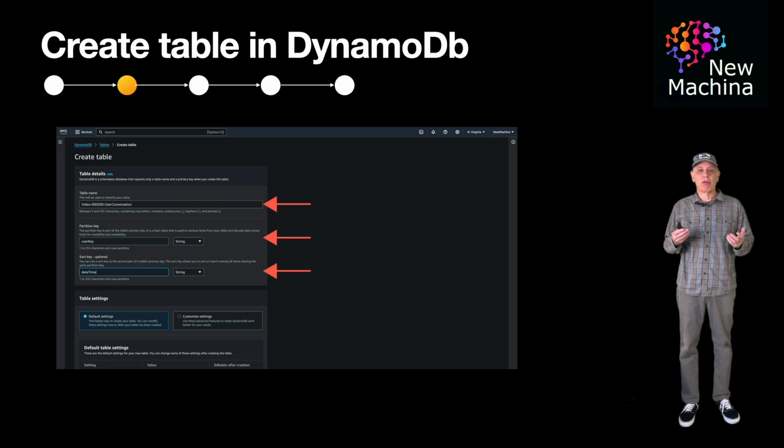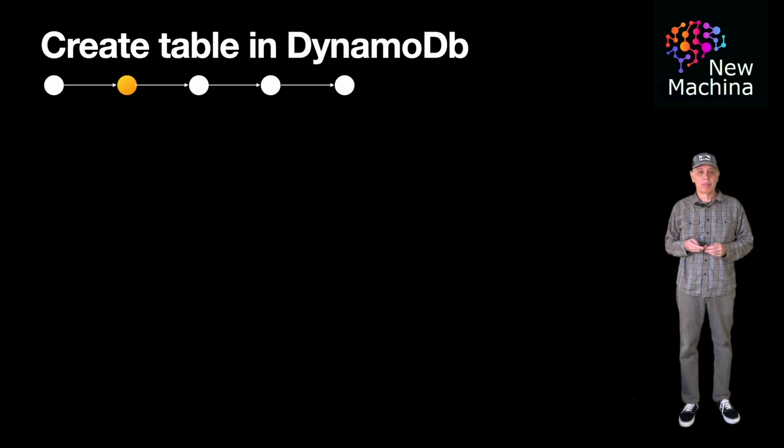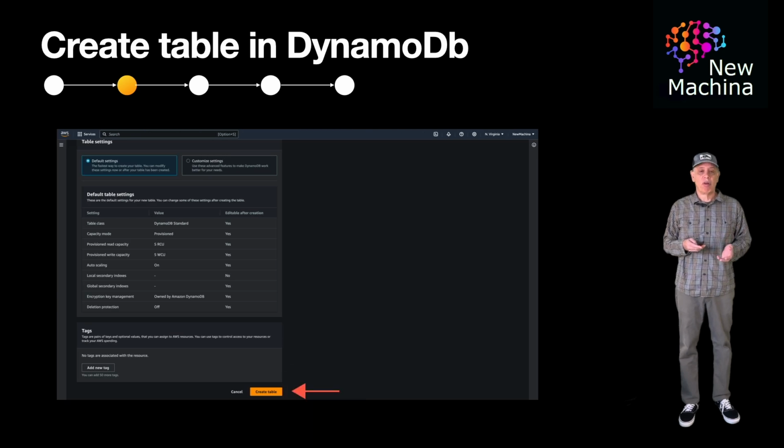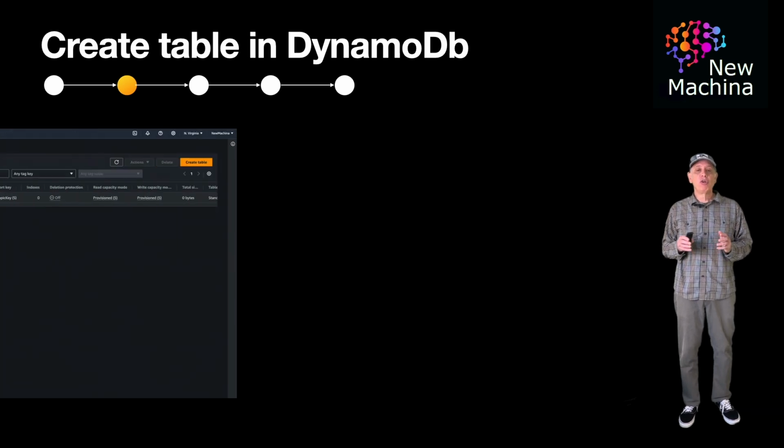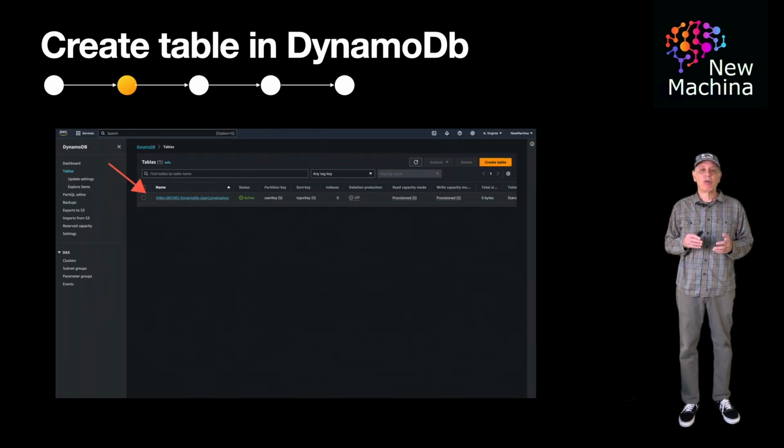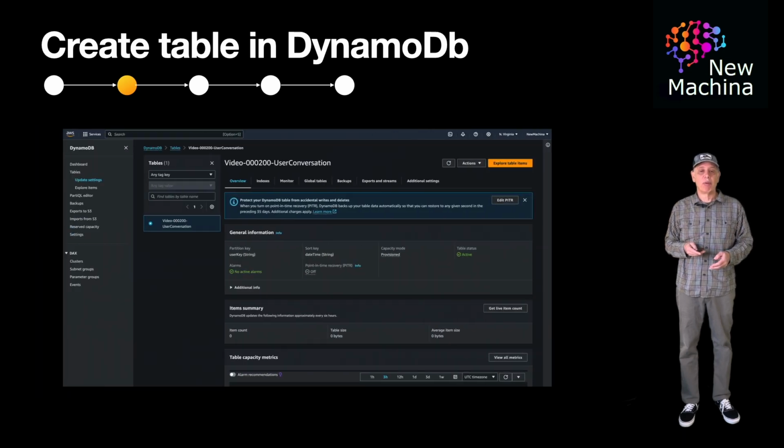First, I'm going to provide a table name. Then I'm going to provide a partition key called user key. Then I'm going to provide a sort key called datetime. And I'll go with all the other defaults. I click the Create Table button, and now you can see my newly created table in the DynamoDB Table Summary view. I can see the table details by clicking the table name.